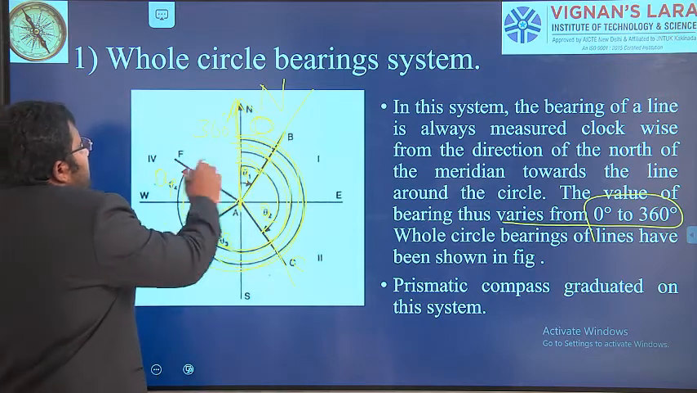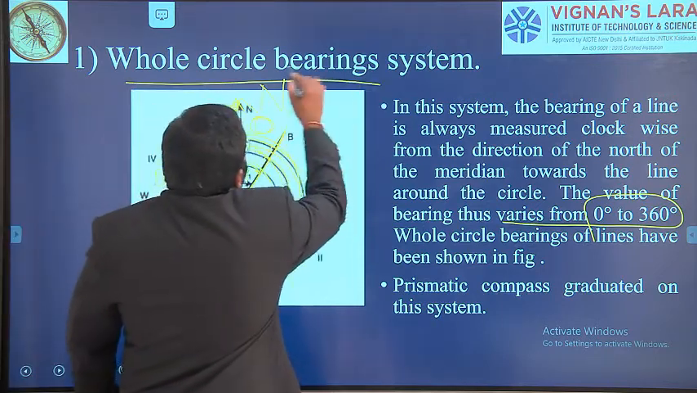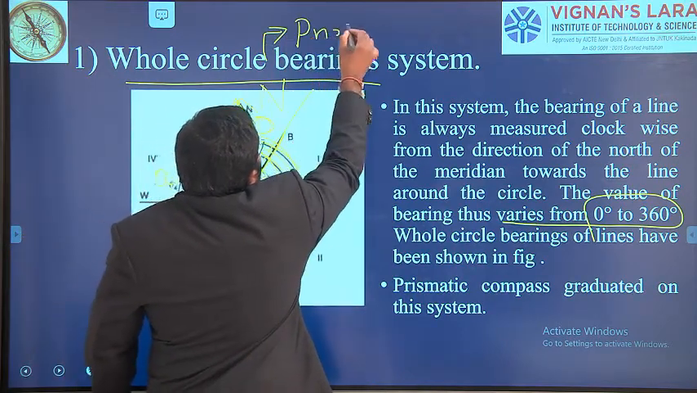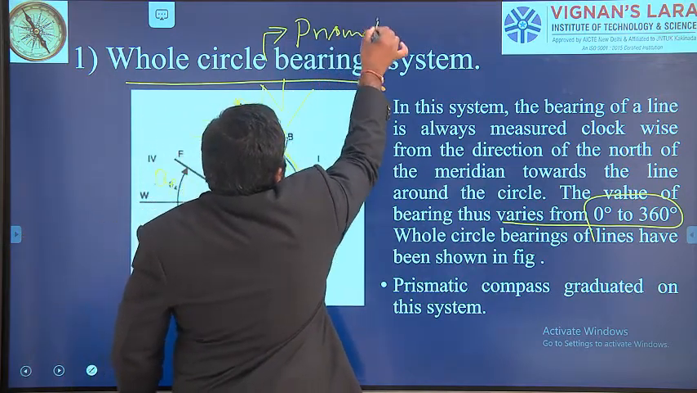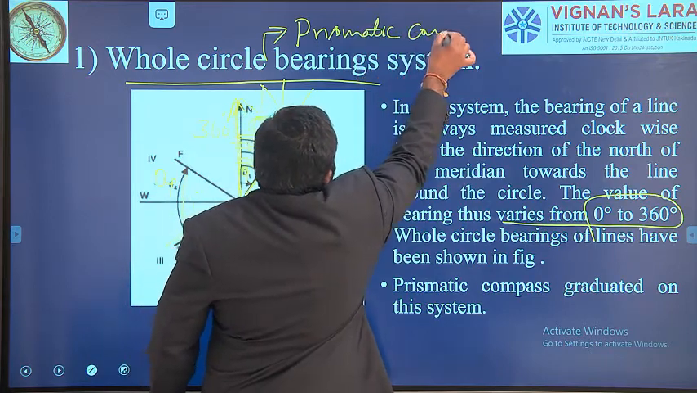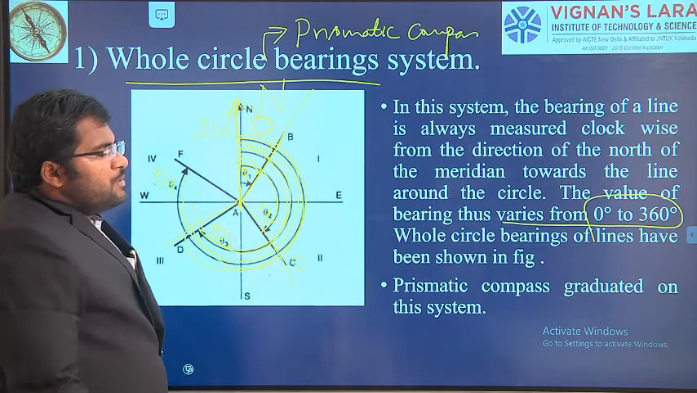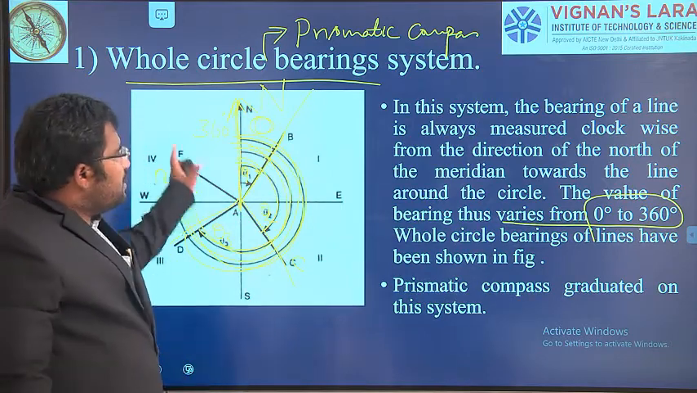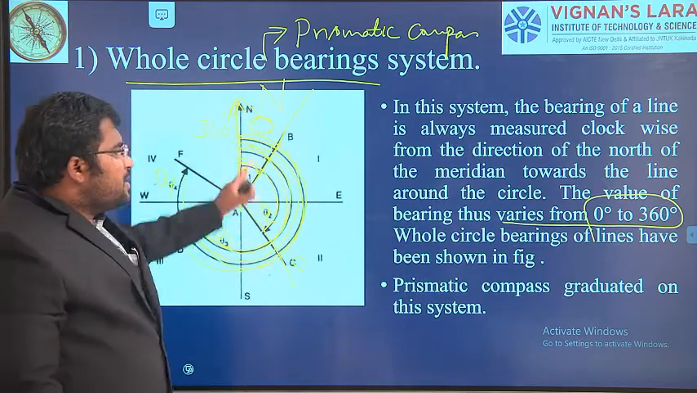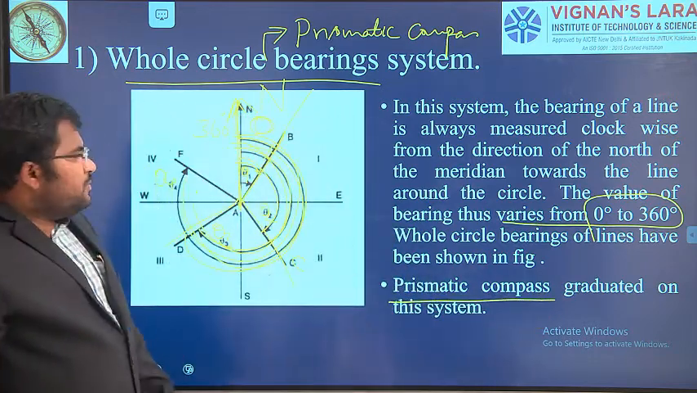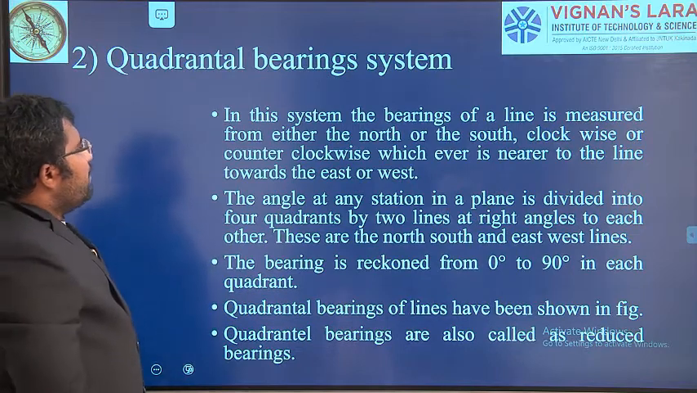For this kind of system, the compass used is called the prismatic compass. This is actually given in your syllabus. The compass which works on this system is called the prismatic compass.